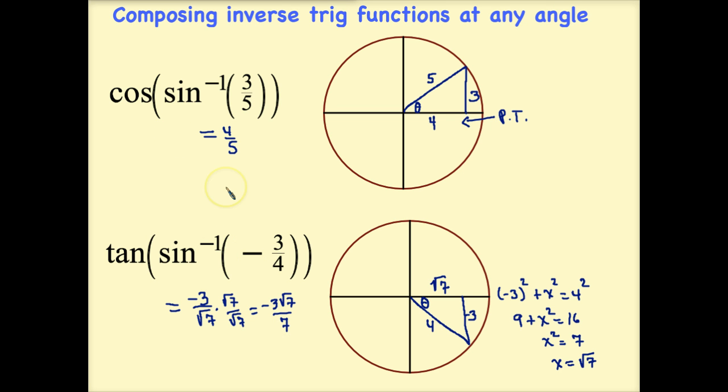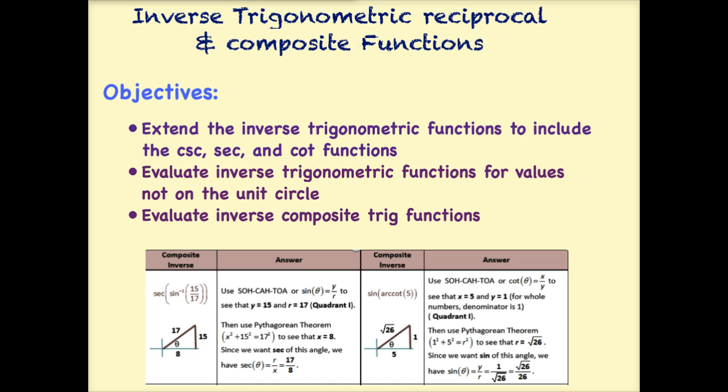So remember, these composite functions are not difficult if you just work from the inside out. And if you have an exact value that's not a common value on your unit circle, you can sketch it out in order to define this angle and then find the outside trig function by evaluating it at that angle. That concludes our lesson on inverse trig, reciprocal, and composite functions. Now you're able to extend the inverse trig functions to include these reciprocal functions, as well as evaluate functions that are not on the unit circle and evaluate inverse composite trig functions.